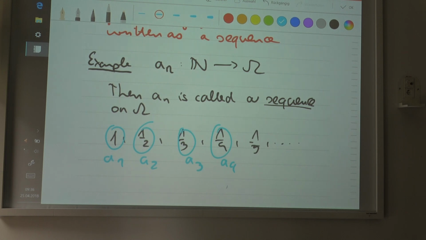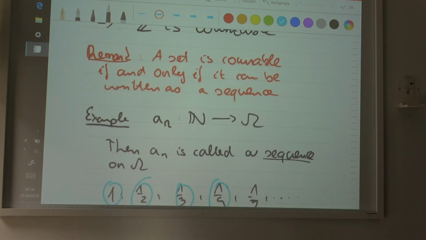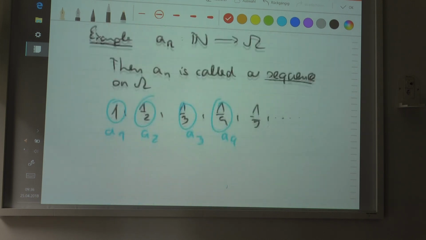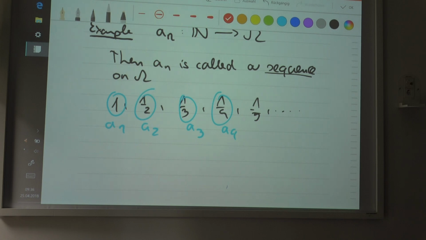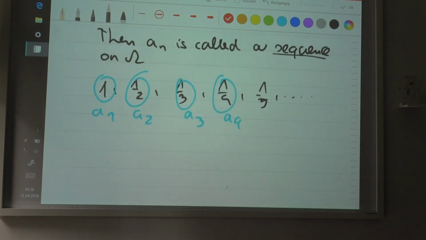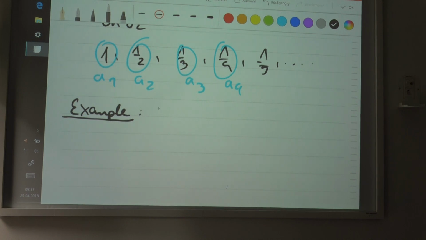Now, a set is countable if and only if it can be written as a sequence, because if it can be written as a sequence, then there is a possibility that the function on which the sequence is defined is actually bijective. Okay, so let me just give you an example. For instance, the set of rational numbers. All right. So in that case, for instance, the set of rational numbers.